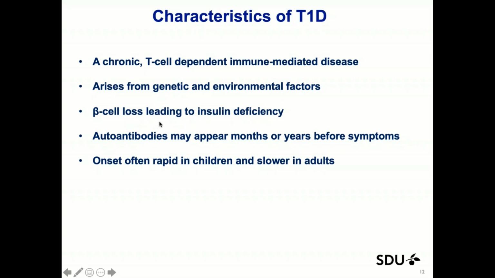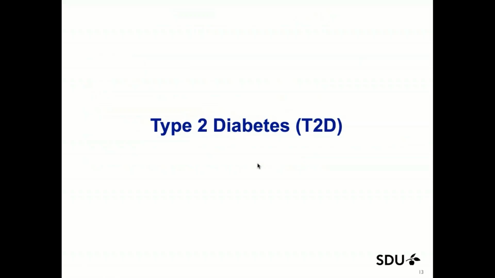Beta cell loss, of course, leads to insulin deficiency, and the autoantibodies may appear months or years before symptoms. One of the classical autoantibodies used for detection is GAD65, and onset is often rapid in children or slower in adults. So now we move on to type 2 diabetes, which is actually my research area.